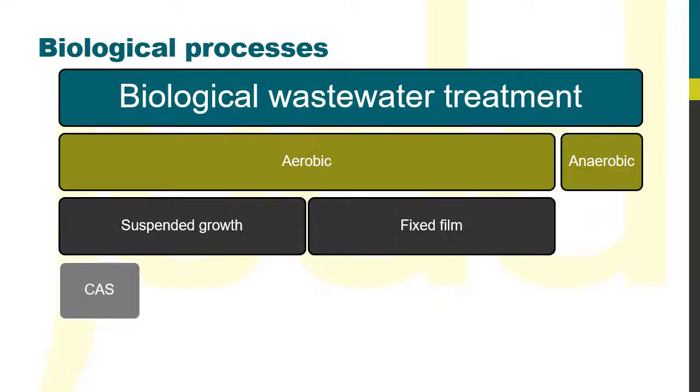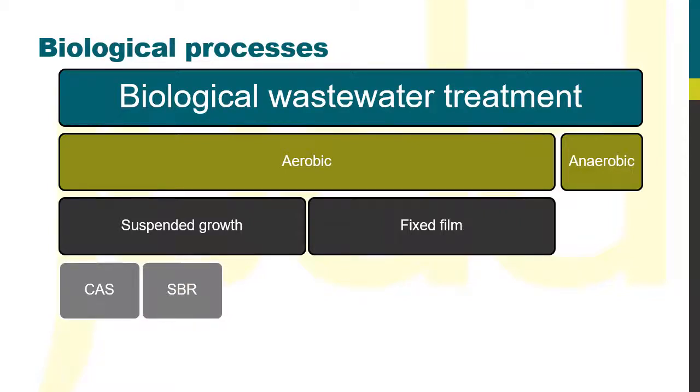So looking at the suspended growth processes overall and specific examples of them, the most established is the conventional or classical activated sludge process. For this particular variant of the suspended growth process, the process biological tank has a downstream sedimentation tank which is used to separate the flocs from the water by sedimentation. So it is a two-stage process with two separate tanks.